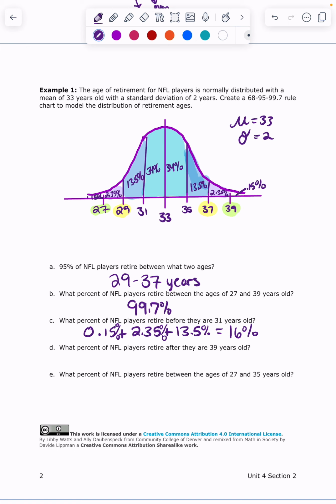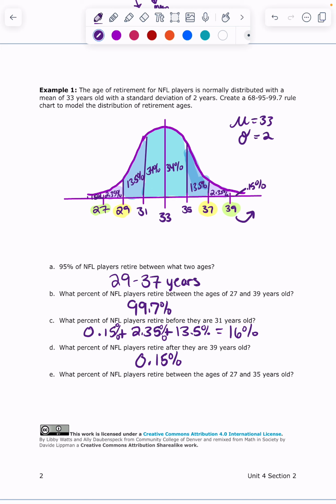All right, what percent of NFL players retire after they are 39 years old? That means above 39, which is just this very small area of 0.15%.